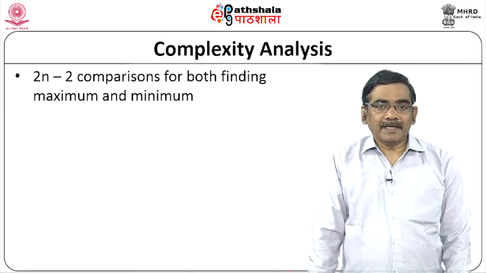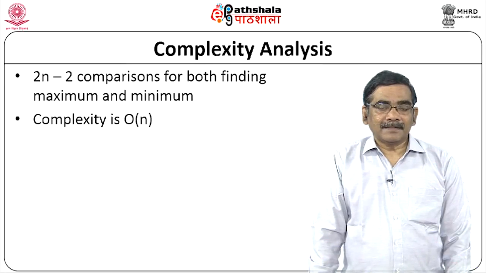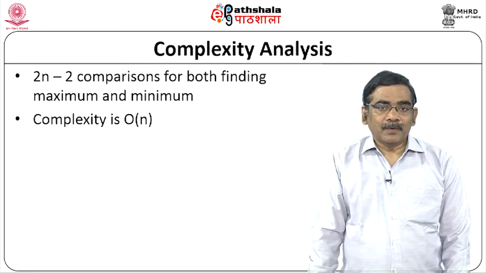If I want to find the maximum as well as the minimum, then I have to do at least n minus 1 comparisons for each. Therefore, 2n minus 2 comparisons are required at the minimum for finding the maximum and minimum of the array. What is the complexity analysis of this? The complexity is going to be big O of n. So, that means this is going to be an order of n algorithm for finding the largest and the smallest number present in the array.